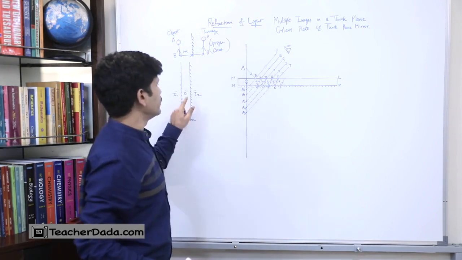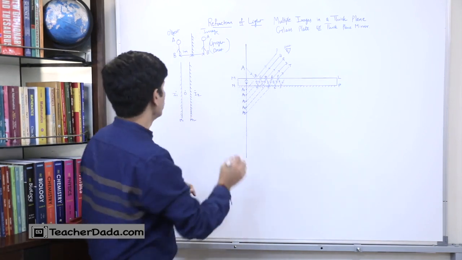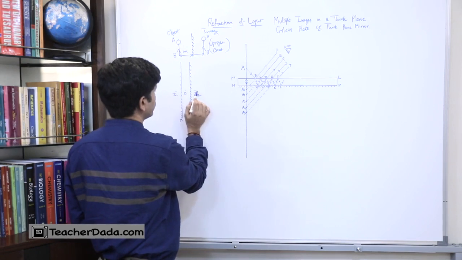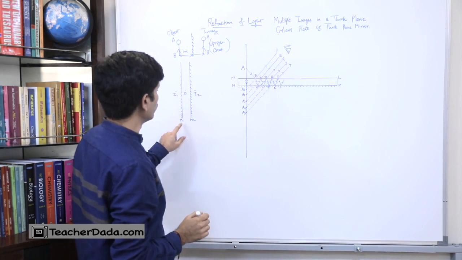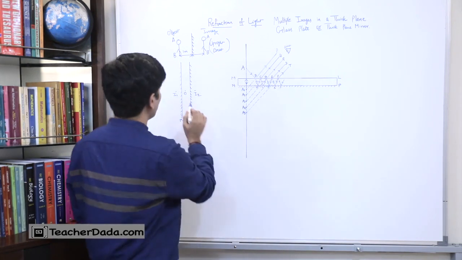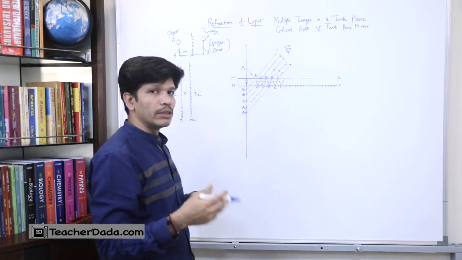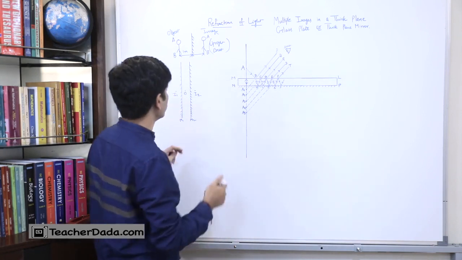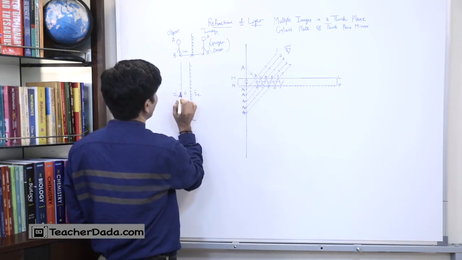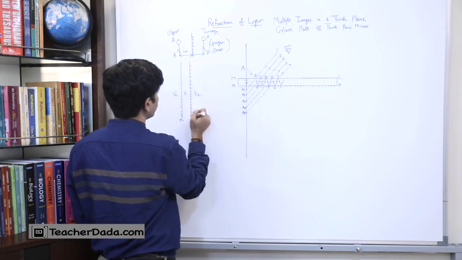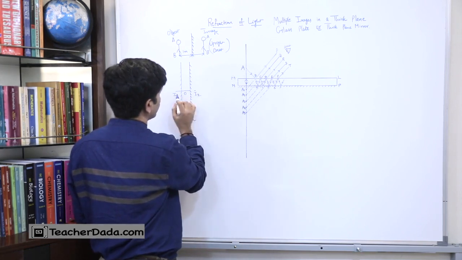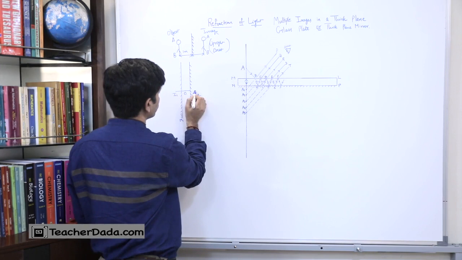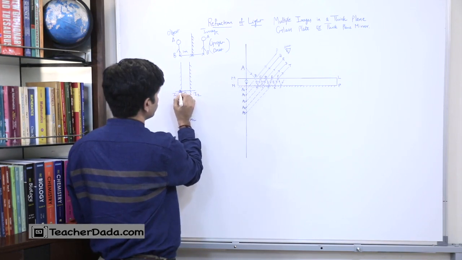Similarly, if there is one object between the two plane mirrors, the images are formed at equal distances, that is I2 on the right hand side of M2 and I1 on the left hand side of M1. Now why are multiple images formed due to these two plane mirrors? I1 will act as a virtual object for the mirror M2, like this, and I2 will act as a virtual object for the mirror M1.